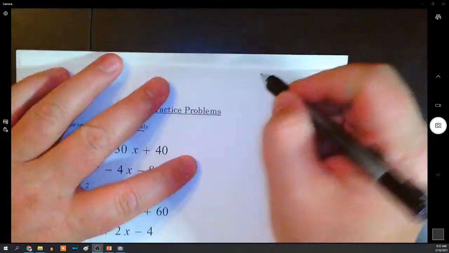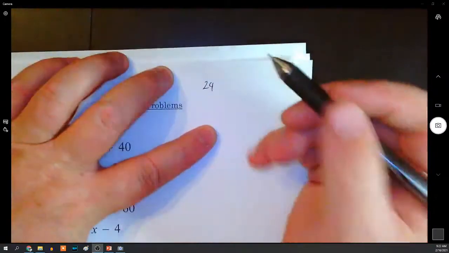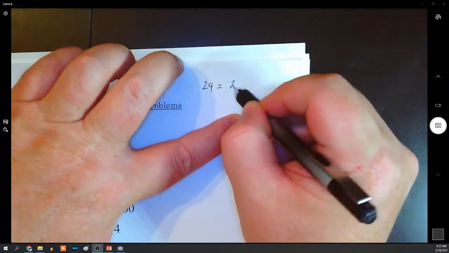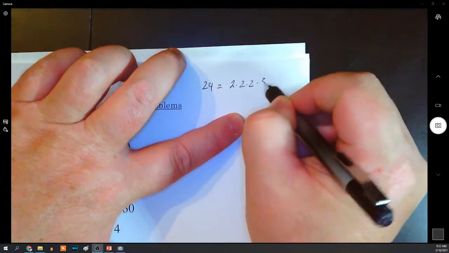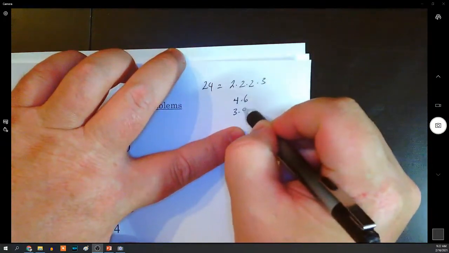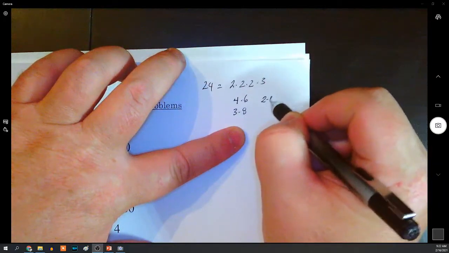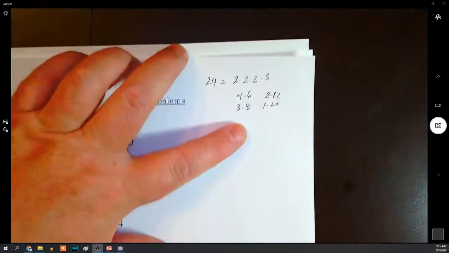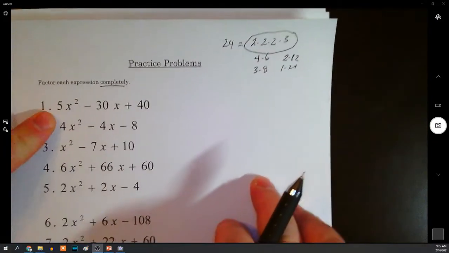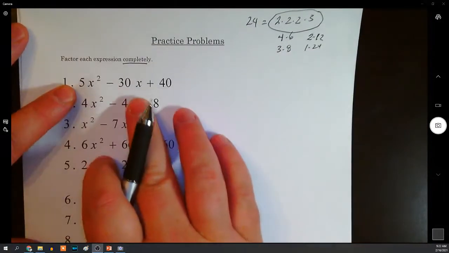So, for example, let's talk about a number. If we factor this completely, what we're talking about is 2 times 2 times 2 times 3. We're not talking about 4 times 6 or 3 times 8 or even 2 times 12 or 1 times 24. We're making sure that all of the components are prime. That's what we're doing with this right here. So we're making sure that each of these polynomials is prime.